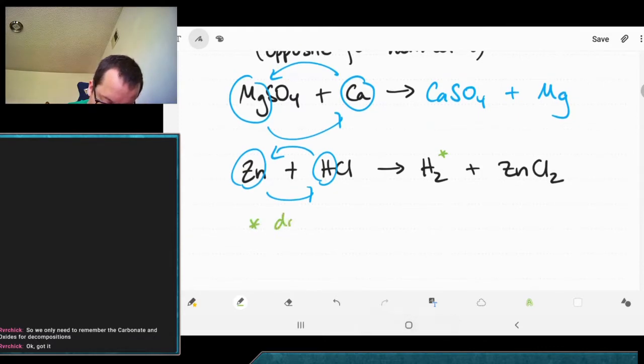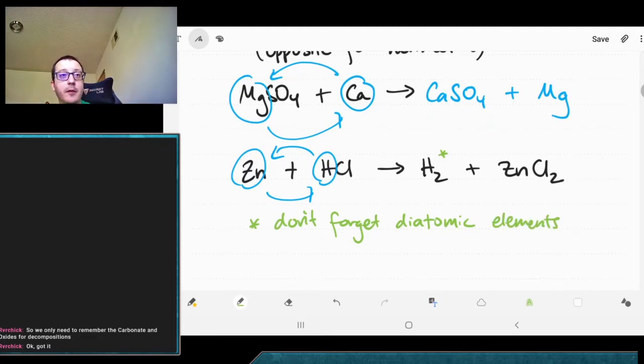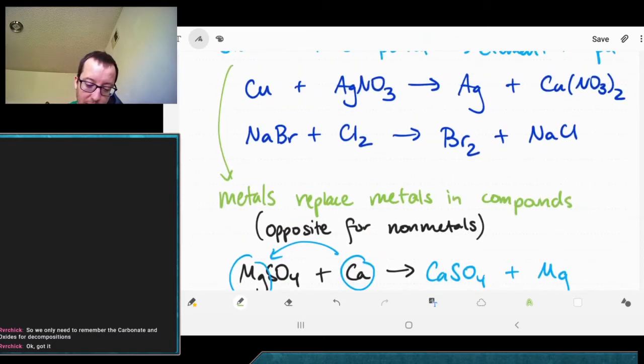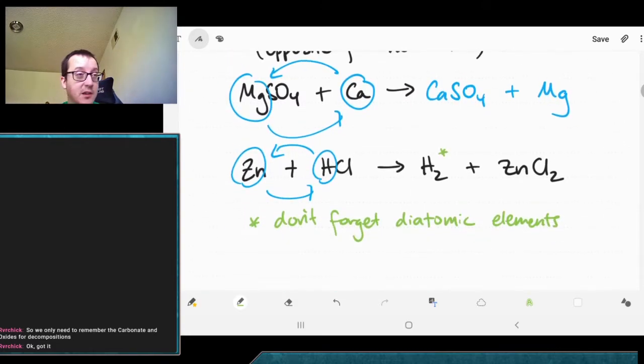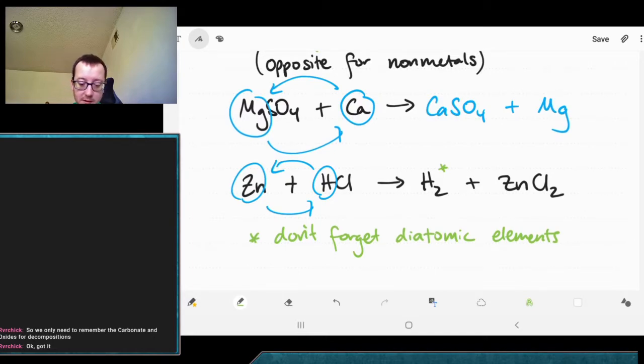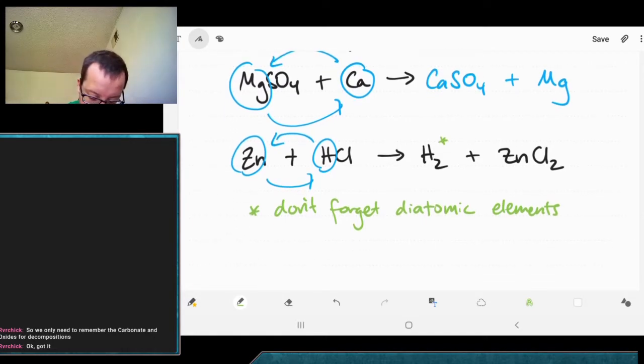Just one thing to note, don't forget diatomic elements. So we can't just get H by itself. Remember, hydrogen always comes as H2, so that's something to not forget. I think we saw that in a previous example. Don't forget, we have all these guys up here. These elements are all going to be diatomic, right? So don't forget that those are diatomic. How about we do another one?